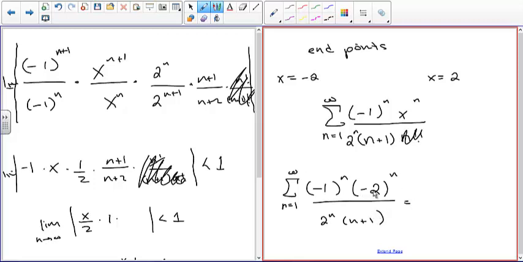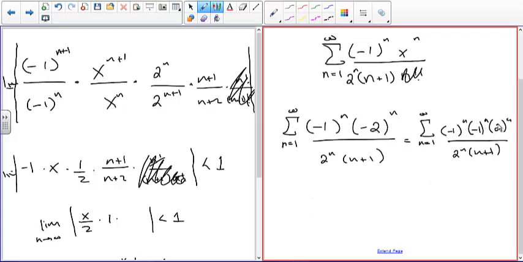You can take the (-2)^n and break that up into 2 parts. So you'd have (-1)^n times (-1)^n times 2^n divided by 2^n over n plus 1. So that becomes these 2 parts. So you see the 2^n's cancel out.